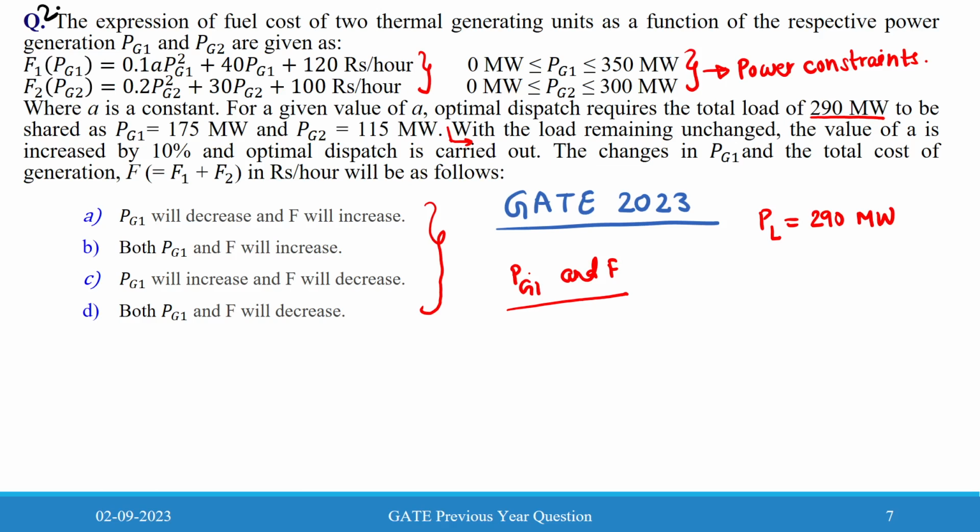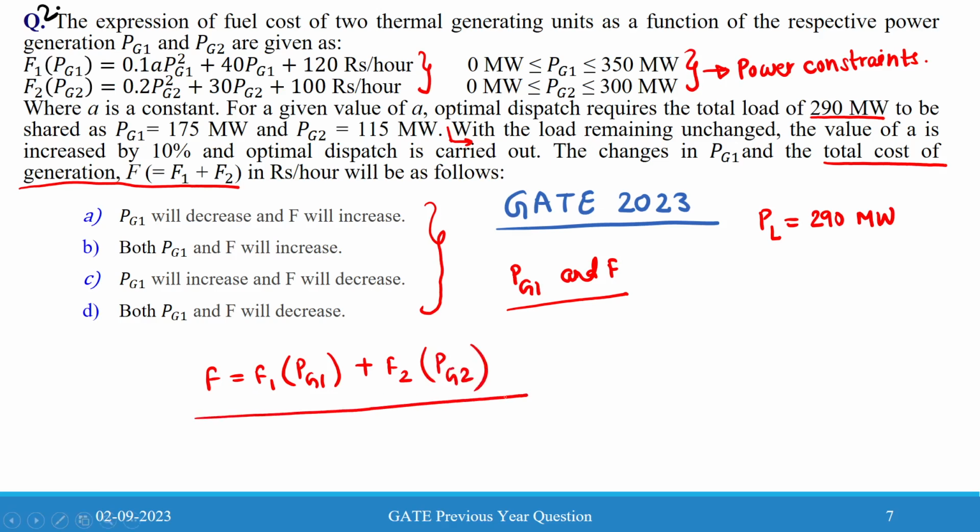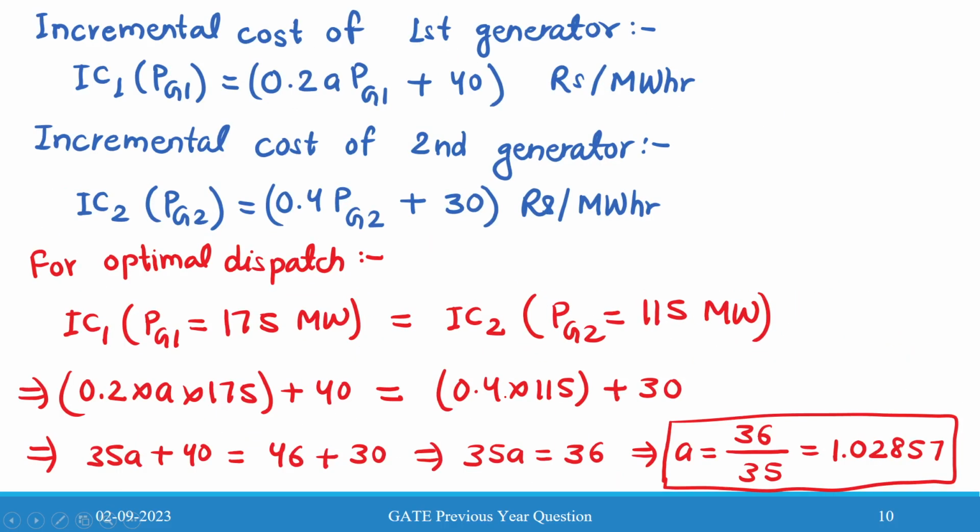Let's first see the problem. In this problem, it has asked for the total cost of generation. So I've understood till we found the value of A. Okay, so total cost of generation, how will you find this? F1 plus F2. We simply put the value of A and PG1 and PG2 and then we added it, right, sir? Yes. Nothing more is in that.